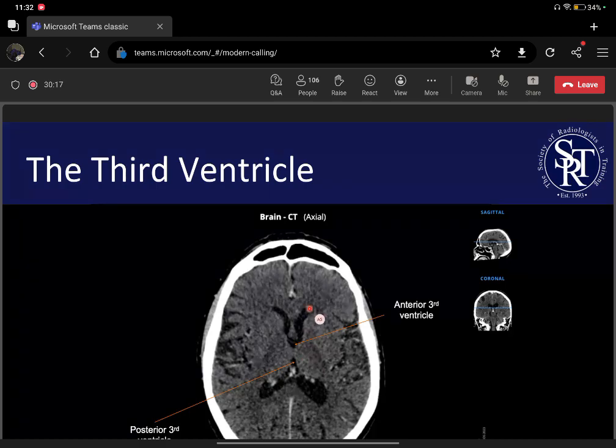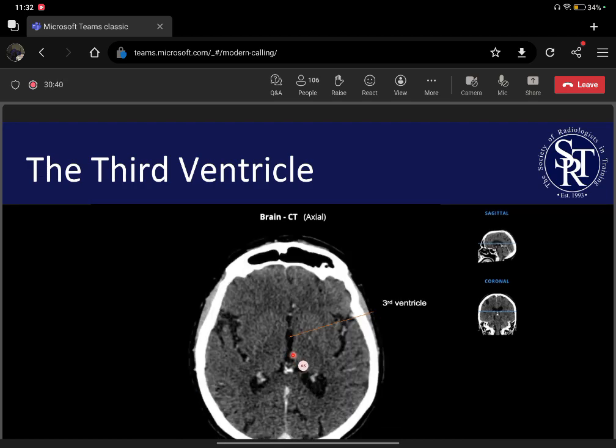If you remember earlier, we talked about these frontal horns of the lateral ventricle, and you can see this passageway here. This is our interventricular foramen on either side, connecting our lateral ventricle to the third ventricle here. We're seeing just the anterior part and the posterior part of the third ventricle because they are divided by the interthalamic adhesion.